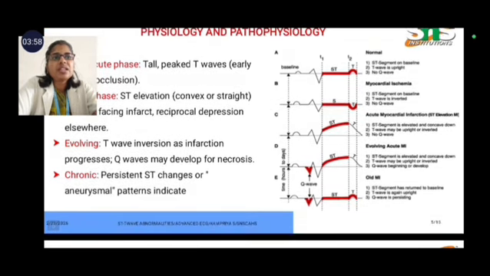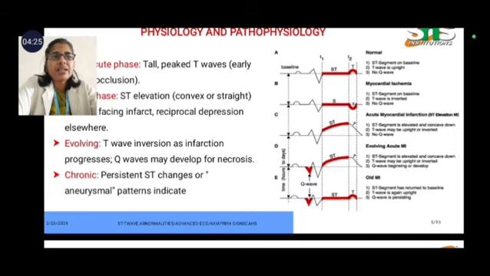Evolving phase: the ST segment is elevated and concave down. The T wave may be upright or inverted, and in the evolving phase there is T wave inversion as the infarction progresses, and a Q wave may develop for necrosis, indicating cell death has happened. Chronic phase: there are persistent ST-T changes, or an aneurysmal pattern may also be included. There is no old chronic phase here.